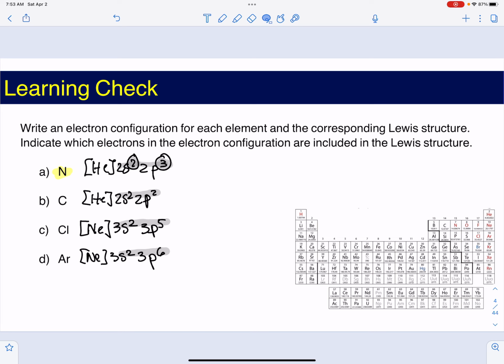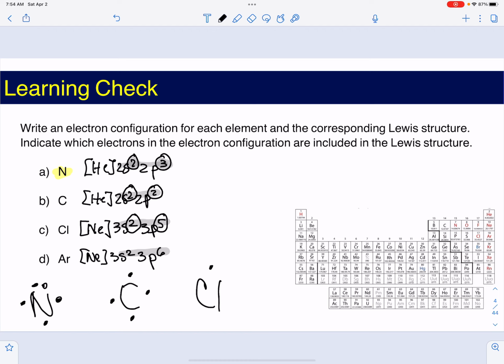So nitrogen will be like that. Now let's do carbon. Carbon is going to have 4 valence electrons. So carbon will be 1, 2, 3, and 4. Chlorine will have 7 valence electrons. So that would be 1, 2, 3, 4.